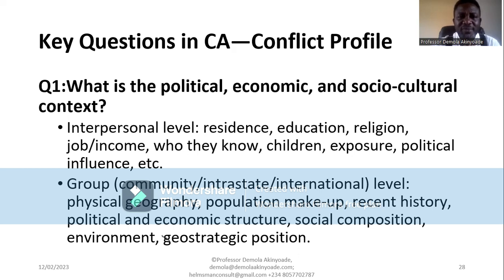So the incompatibility between PDP and APC is very real, it's not imagined. They had real incompatibility because the three parties cannot produce a president at the same time. Only one party will produce.